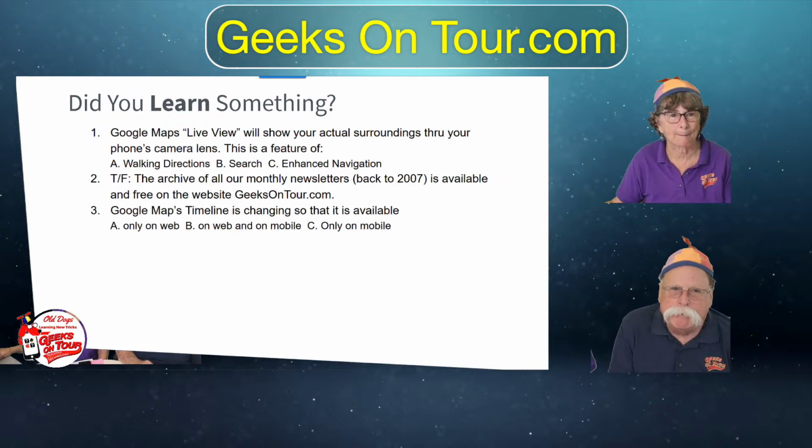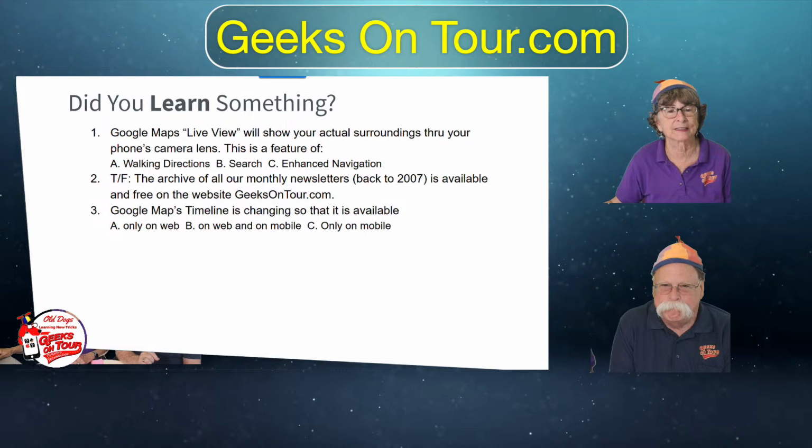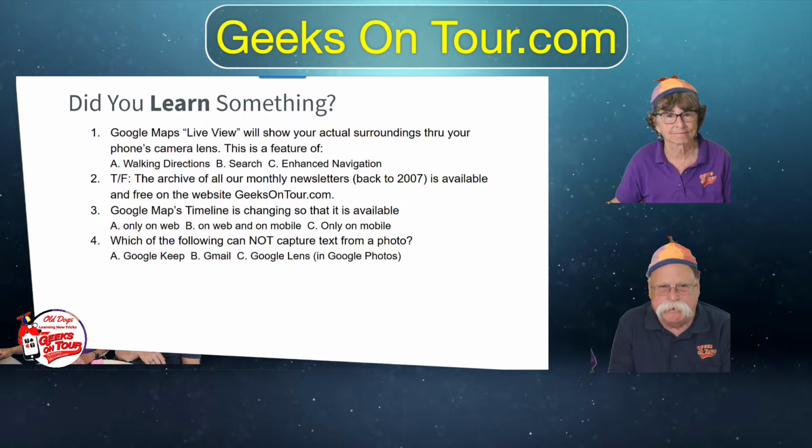And Google Maps timeline is changing so that it's available A, only on the web, B, on the web and on mobile, or C, only on mobile. C, only on mobile. On one mobile device. Yeah, it doesn't share across. And make sure that its backup is set.